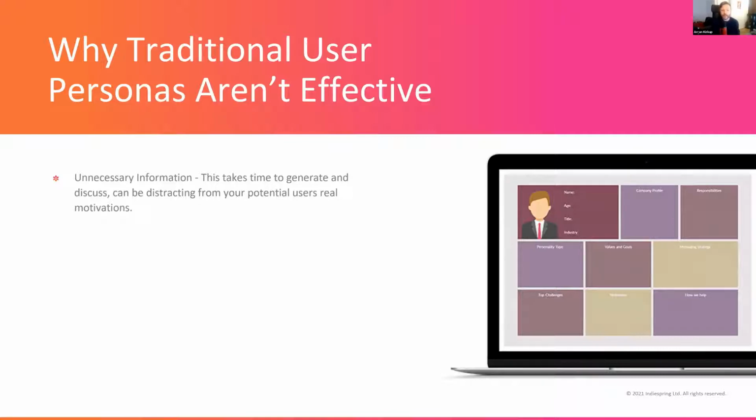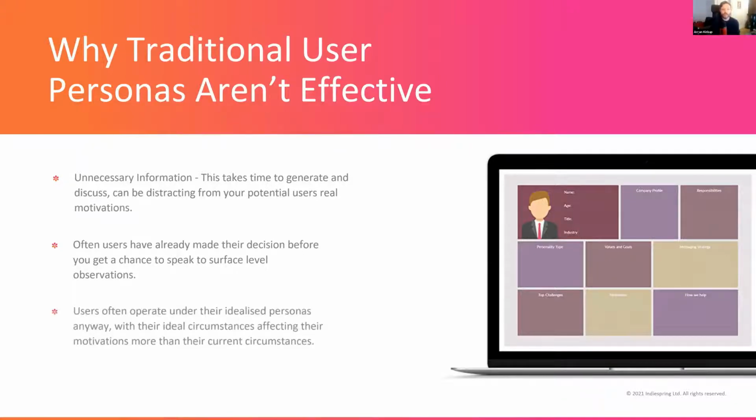Our brains make decisions and form opinions within 50 milliseconds of seeing something. So often users have already made their decision before you get a chance to speak to these surface level observations. Even if you do get a chance to speak to these, users often operate under their idealized personas anyway. So their ideal circumstances affect their motivations more than their current circumstances.